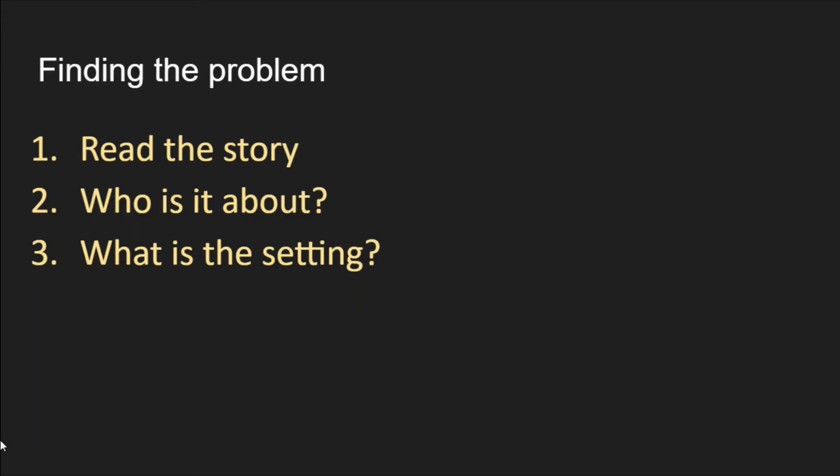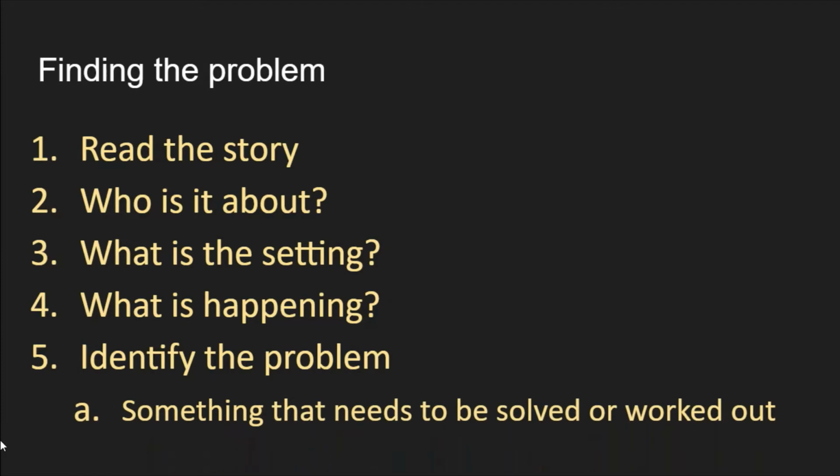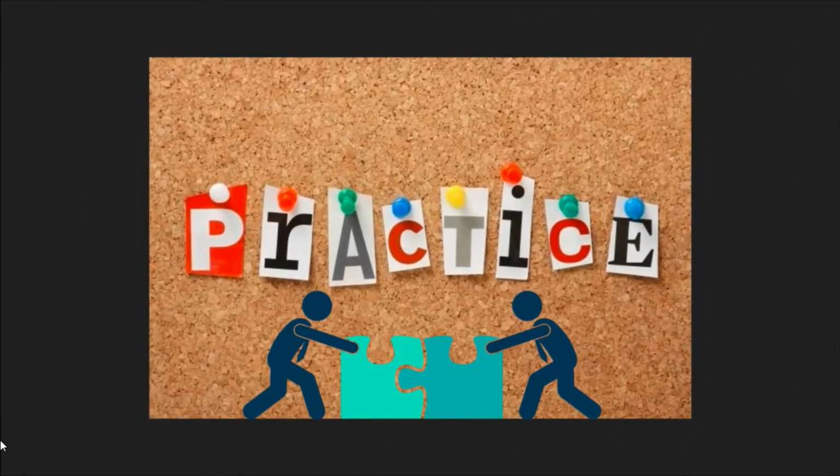Another thing that we need to look at is what is happening in the story. We need to know the events of the story in order to be able to identify the problem. Stories usually have different problems, but there is one main problem. There's always one main problem, and the problem is something that needs to be solved or worked out. Remember that.